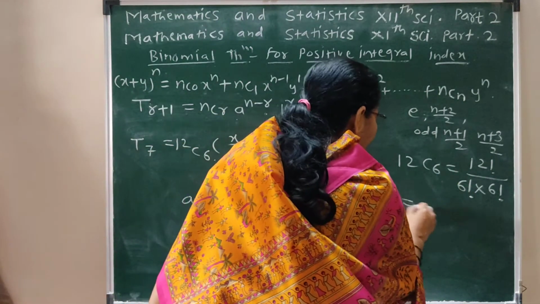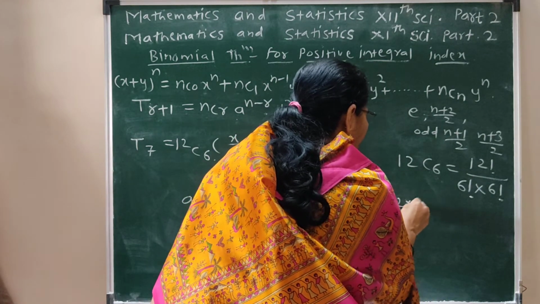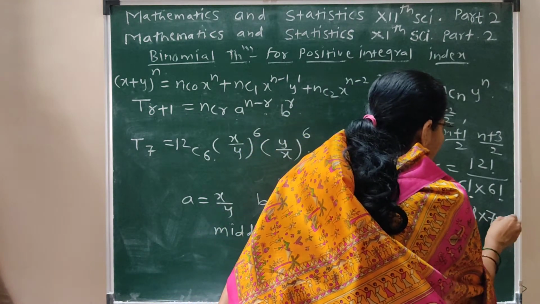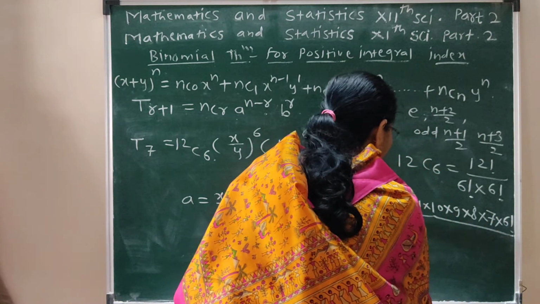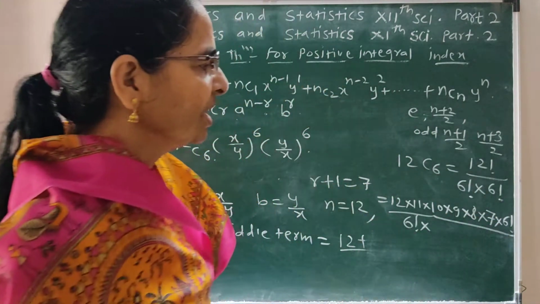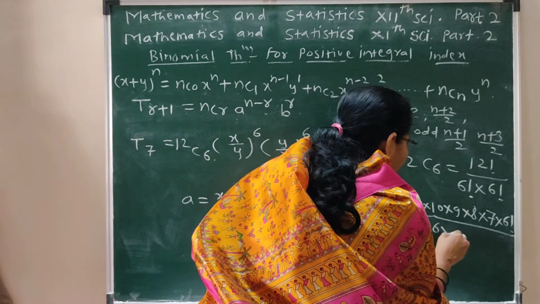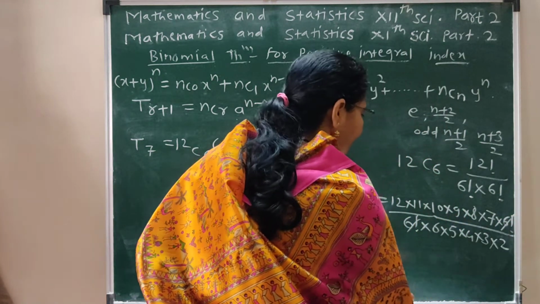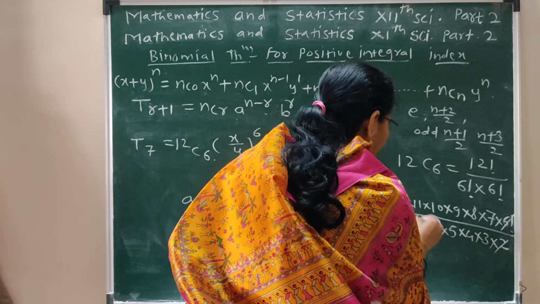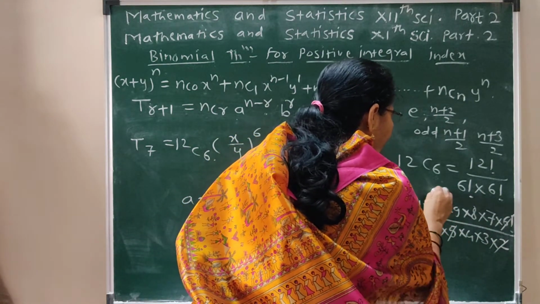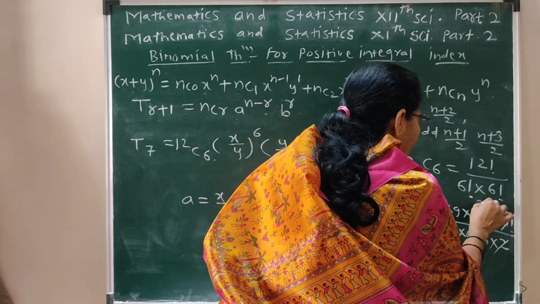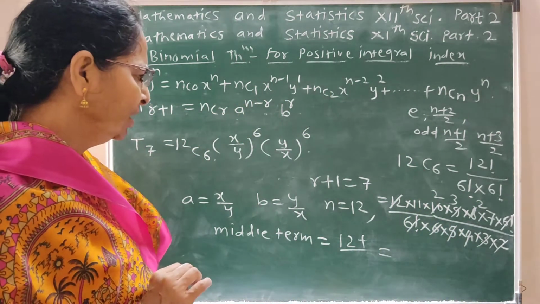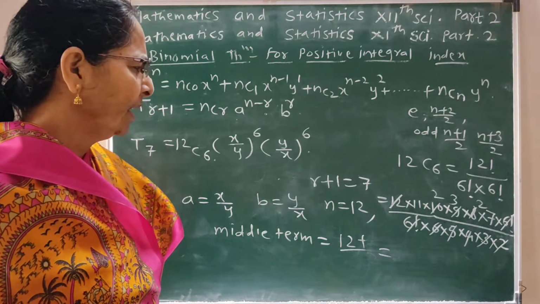Now calculate here: 12, 11, 10, 9, upon 6 factorial. 6 factorial in the denominator is 6, 5, 4, 3, 2. The 6 factorial gets cancelled. 6 into 2 is 12 and this 12 gets cancelled. 5 and here is 2, 4 and here is 2, 3 and here is 3. Denominator clear. In the numerator 22, 66 and 40.